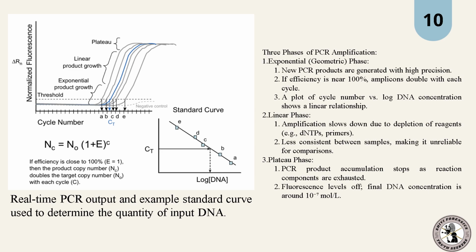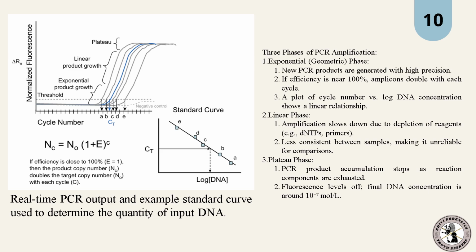So the phase which is used to determine the concentration of DNA is the exponential phase, because it gives us the linear relationship between the cycle number and the DNA concentration. It shows the highest efficiency. That's why this phase is used. But only this phase is not used to determine the concentration. There is one more thing which is used, and that is the CT value.